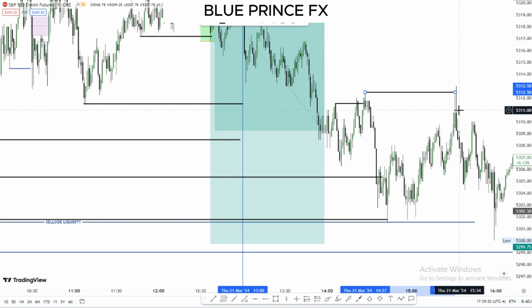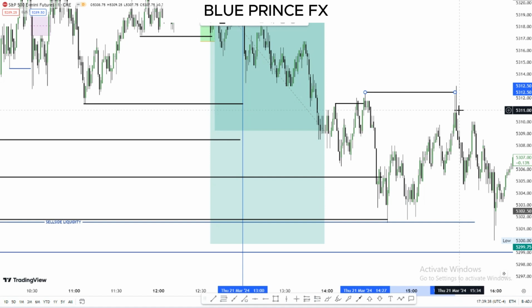Step number 4, after that liquidity sweep, wait for a displacement in the direction that you are looking to take your trade in. If the buy side liquidity is taken first, you have to take the trade in the opposite direction. That means you have to look for a sell. If the sell side liquidity has been taken, that means you have to buy.